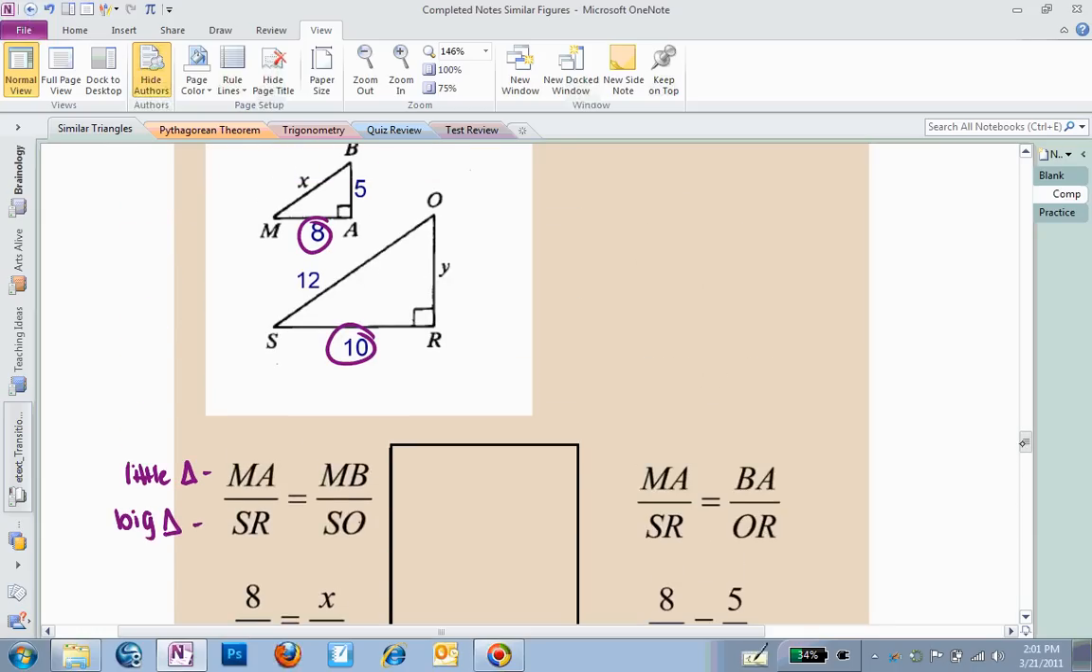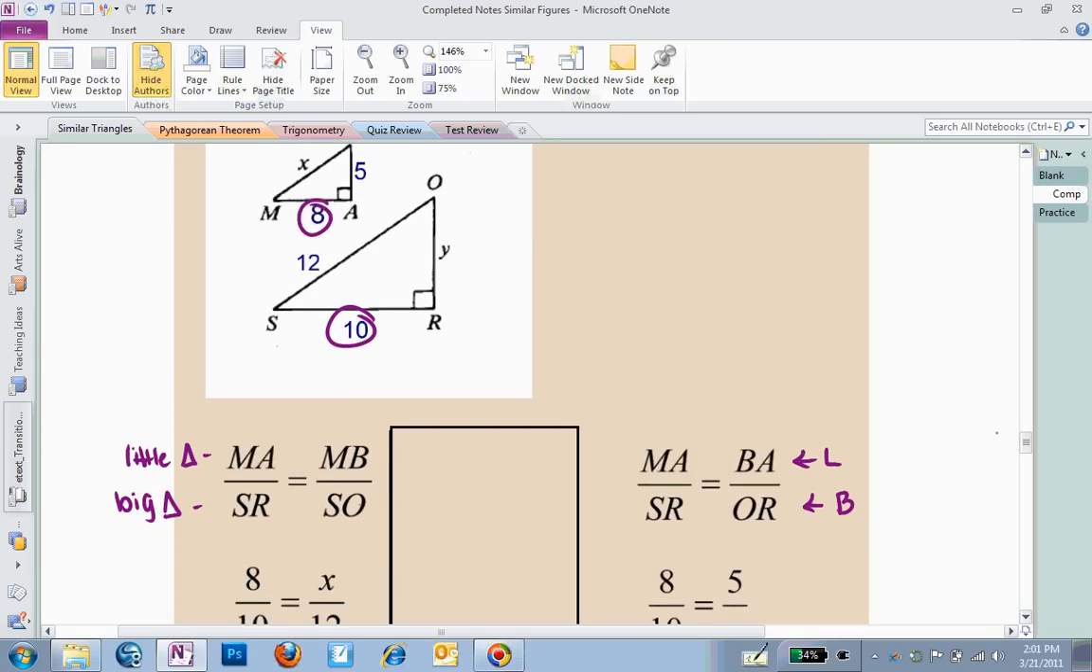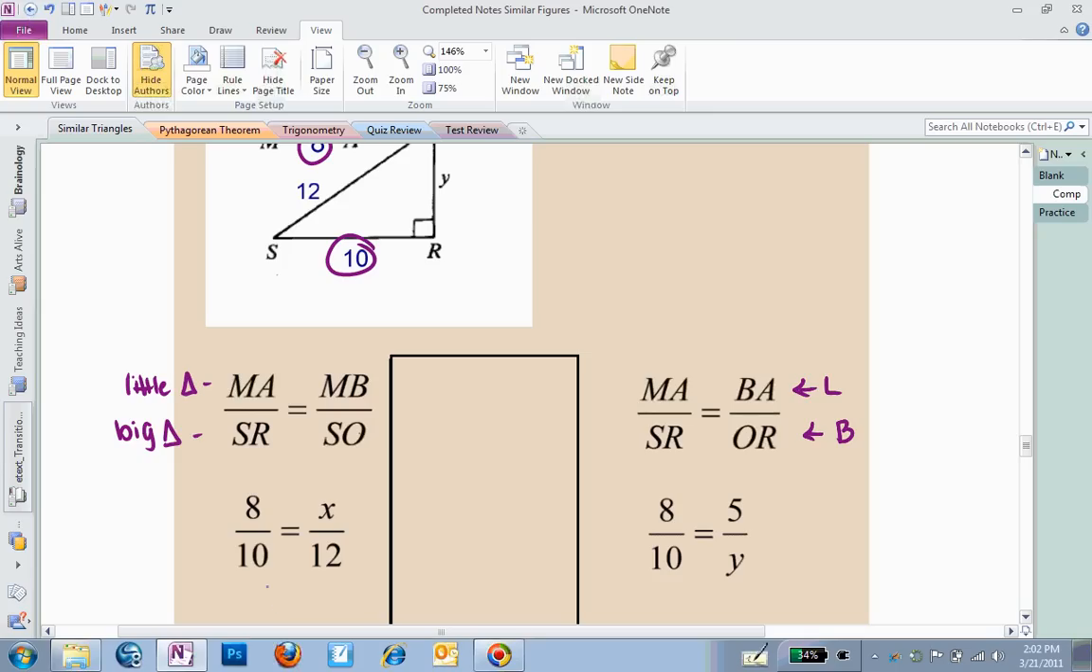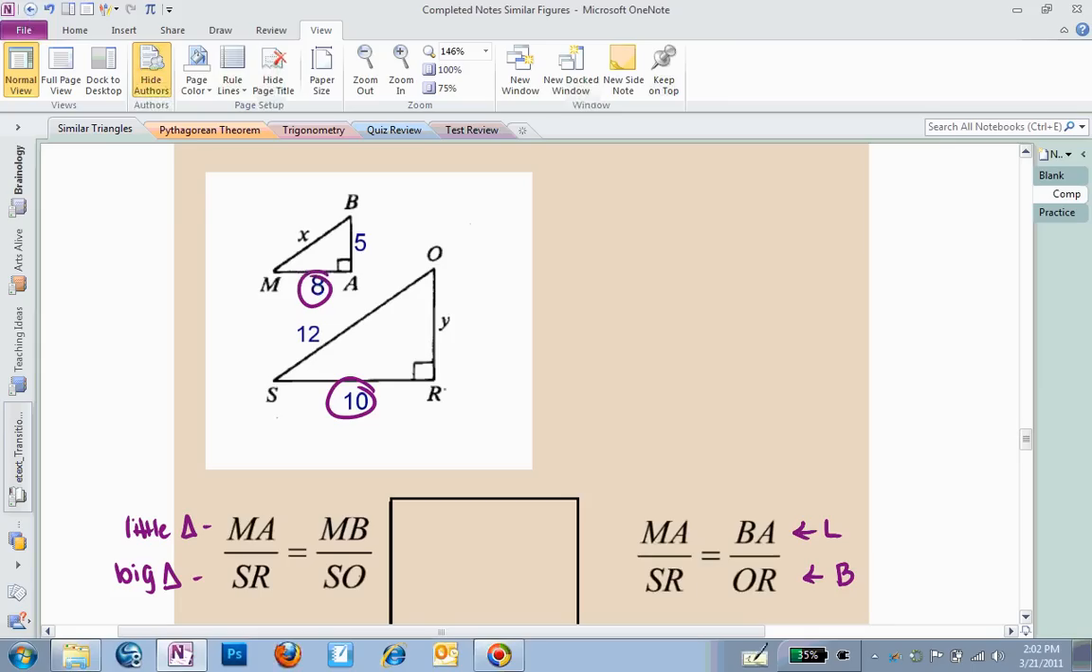For Y, I'm going to come back, I'm going to use MA over SR again as my starting point, since those are the numbers that we know. And then I am looking for OR, and that's going to go in my denominator because that's where my big triangles are. And the side that corresponds with that is BA, so BA goes in my numerator. Now I'm going to replace all of these sides with their lengths, so I end up with 8 over 10, just like I did in the last problem, equals BA was 5, and OR is Y. So BA is 5 here, OR is Y.